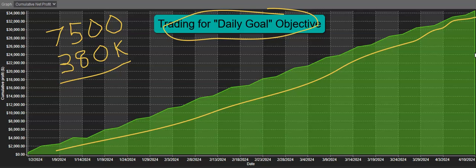Now, what I do on a 150K account is we just modified things. We're going to drop that down. We're going to go for 710 a day per account on the automated activity. And we're going to have an $1,100 intraday stop limit.